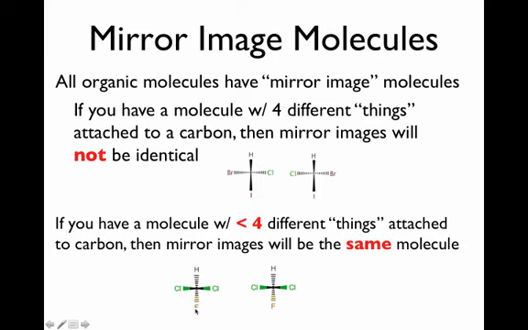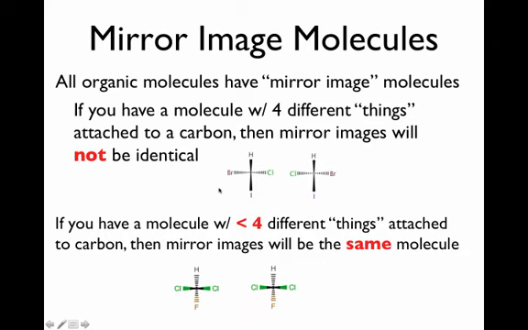It has hydrogen, fluorine, and it has chlorine. It only has 3 different things attached. And because of that, this molecule on the left does have a mirror image. Here's the mirror image. But the mirror image is actually the same molecule. It's an identical molecule. So these things don't get different names. They're actually just the same thing.